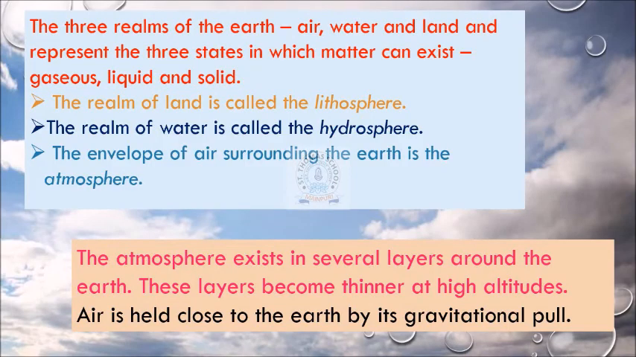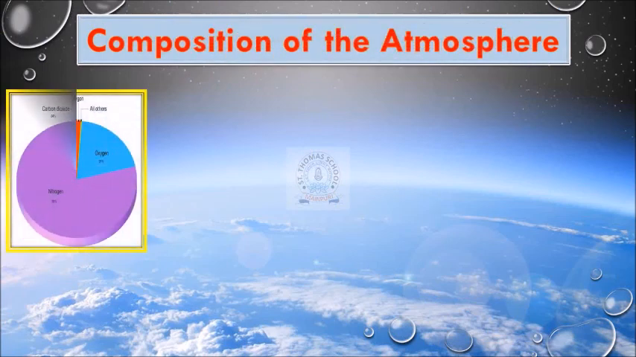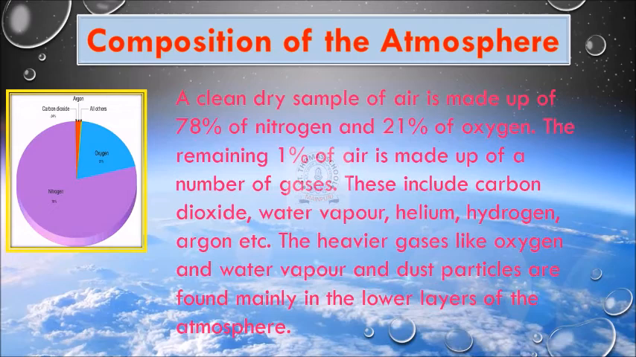The next topic that we are going to learn about is the composition of the atmosphere. The composition of the air which makes up the atmosphere is not uniform. It's a mixture of gases and tiny solid particles. However, a clean dry sample of air is made up of 78% of nitrogen and 21% of oxygen. The remaining 1% of air is made up of a number of gases, and they include carbon dioxide, water vapor, helium, hydrogen, argon, etc. The heavier gases like oxygen and water vapor and dust particles are found mainly in the lower layers of the atmosphere.